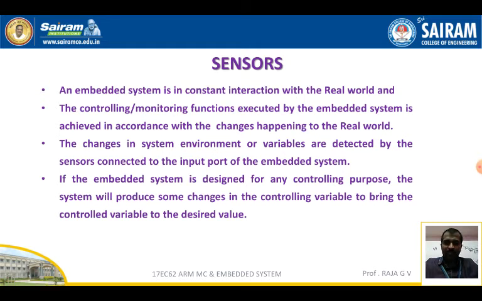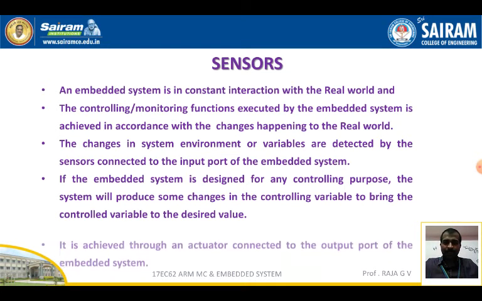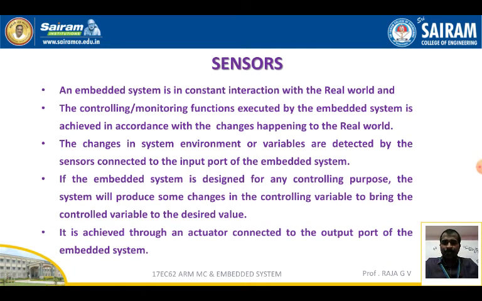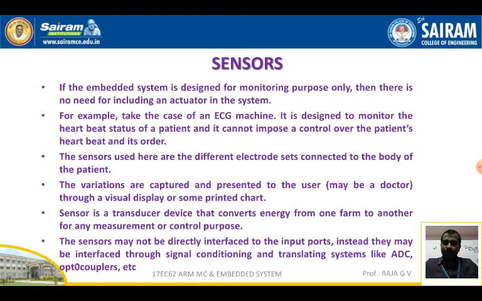If an embedded system is designed for any controlling purpose, the system will produce some changes in the controlling variable to bring the controlled variable to the desired value. It is achieved through an actuator connected to the output port of the embedded system. So an embedded system needs a sensor as input and an actuator as output, based upon the application.